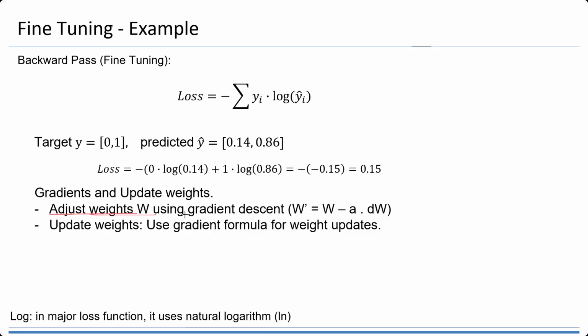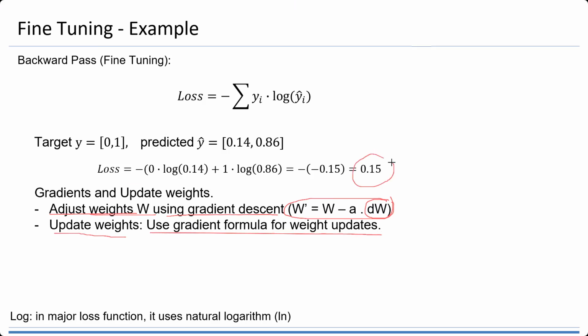In order to adjust the weight, you can use gradient descent. The gradient means we want to get the delta W. The delta W means we want to get the difference between the weight and the loss. So this is from the backpropagation. After we adjust the weight, then we can update the weight and use the gradient formula for the weight updates.